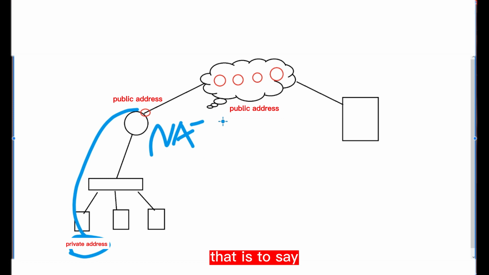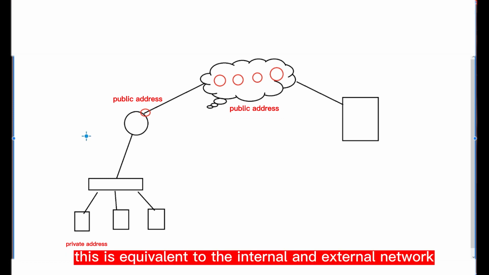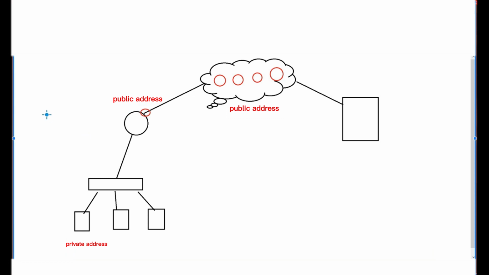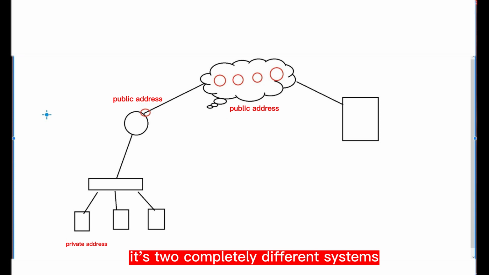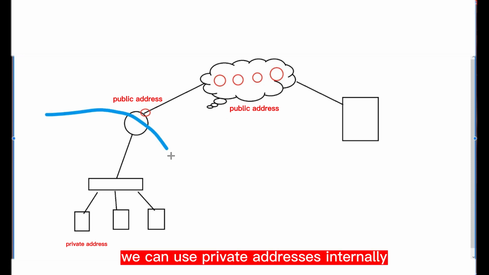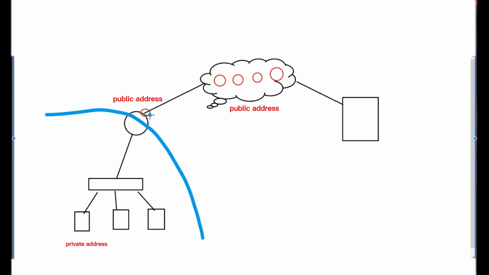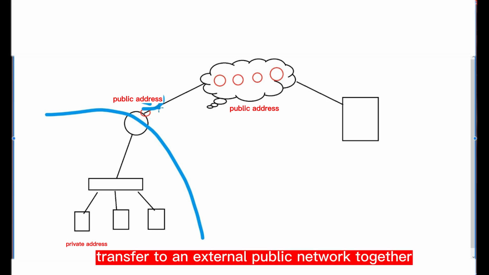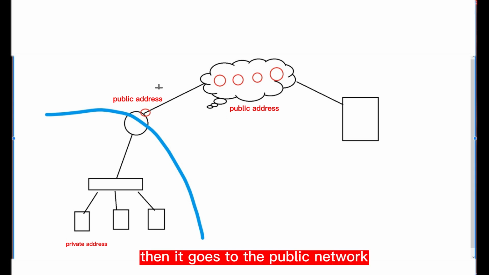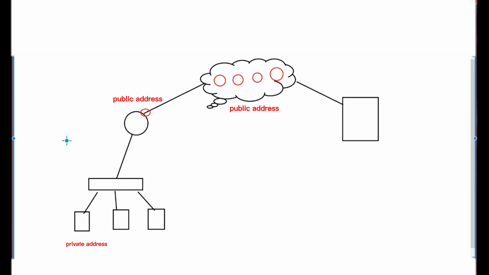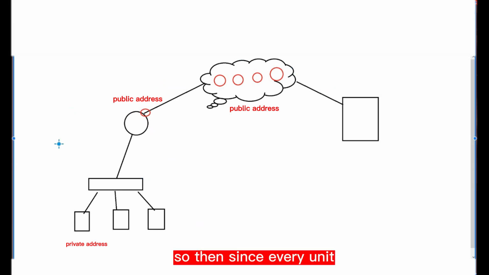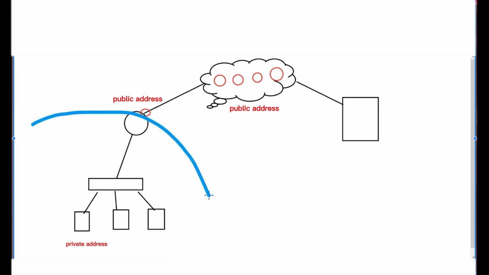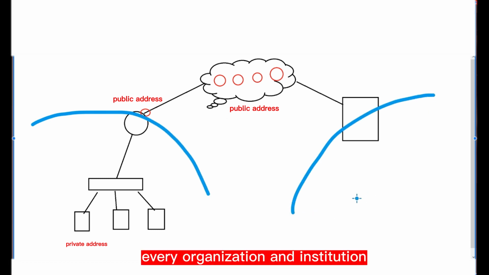That is to say, this is equivalent to the internal and external network being two completely different systems. We can use private addresses internally. When people are online, they are transferred together to an external public network, and then it goes to the public network. So since every unit, every organization and institution can use them internally, they won't repeat.